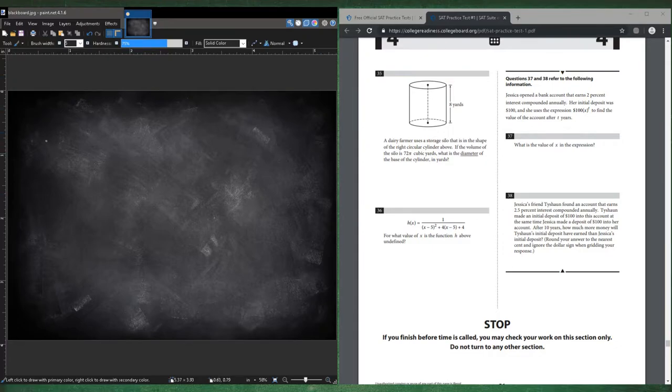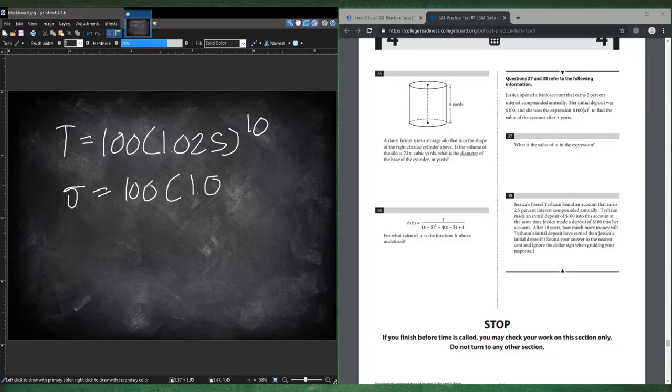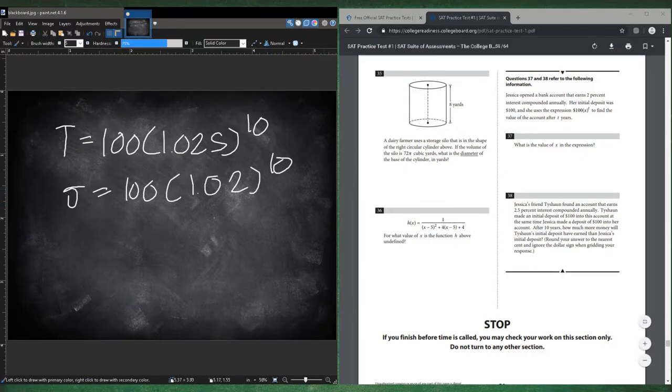So first, we need to find Deshawn's amount. His equation is basically the same thing, but instead of 2%, it's 2.5%. So it'll be 100 times 1.025 to the power of 10, because it's 10 years. And Jessica's amount is 100 times 1.02 to the power of 10. Deshawn's is about $128, and Jessica's is about $122. But if you use your calculator, you'll get more precise answers. So don't round, just subtract both numbers and you get about $6.11. So that's the answer, 6.11.